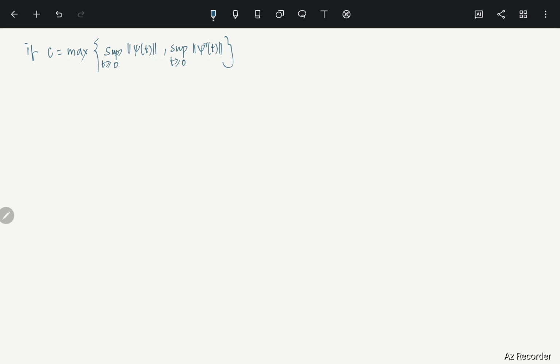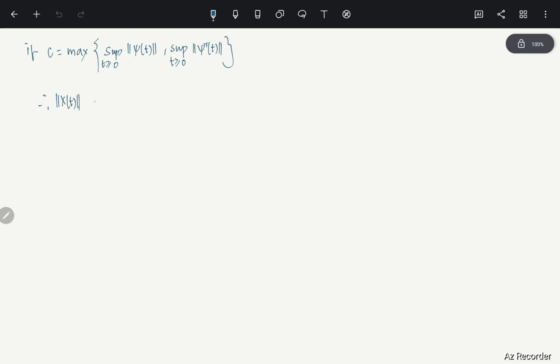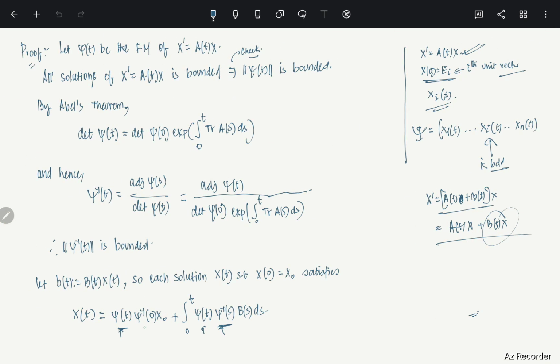Why? Because if we do that, then what do we have is norm of x of t. See here, I have this phi of t, phi inverse of s. This part is there, so I can take the maximums outside. You understand? This can be dominated by C, this can be dominated by C, this can be dominated by C. So I can take that out. That's what we are doing. So by the triangle inequality, you can actually write it as C naught plus C naught is basically this particular thing, the bound. I am just writing it to be C naught.